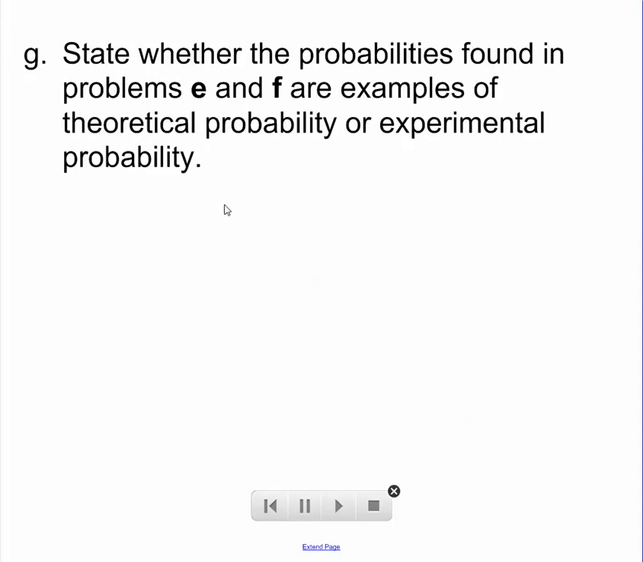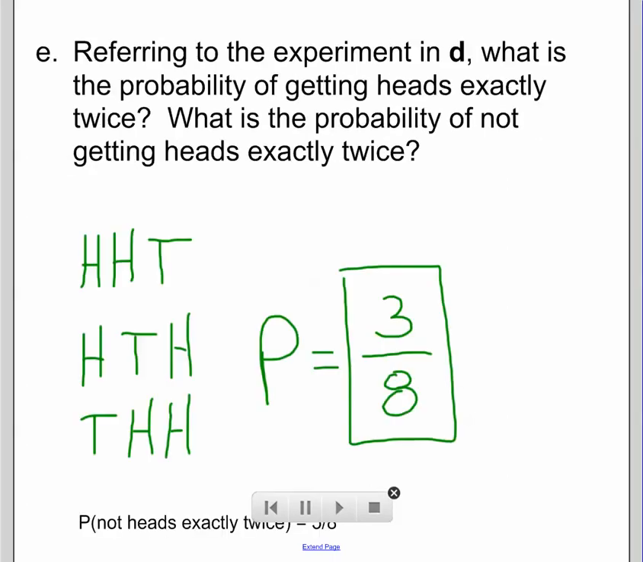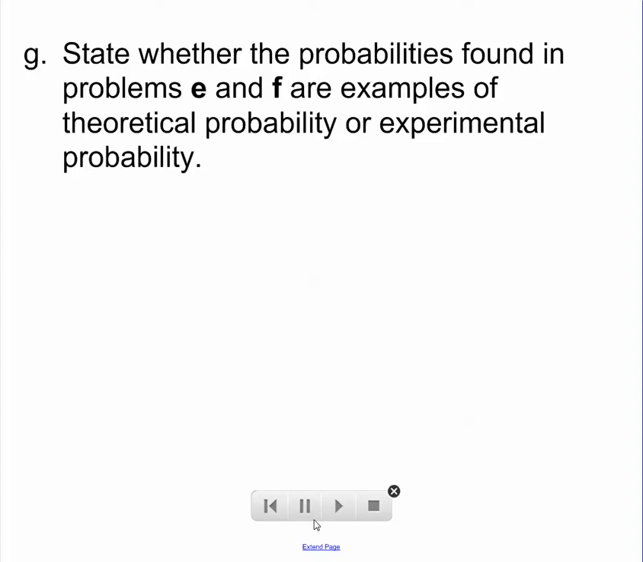State whether the probabilities found in problems E and F are examples of theoretical probability or experimental probability. E was referring to the probability of getting heads exactly twice. And we didn't actually flip the coins, so it's what should happen, but we didn't actually try it. So we would call that theoretical probability. In theory, this is what should happen.